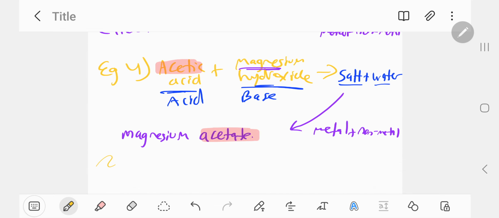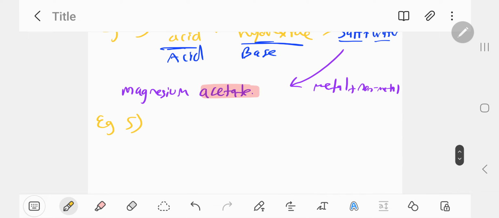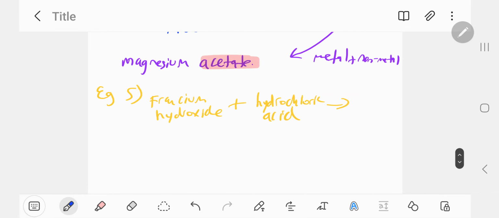I'll actually do one more. Bit of a trick question. Here's what I'll do. Let's do potassium. Actually, let's do francium hydroxide plus hydrochloric acid. Step 1, identify. Now, in this case, you're starting off here with the base. Hydroxide is the base, francium hydroxide. Acid is on the right, salt and water.